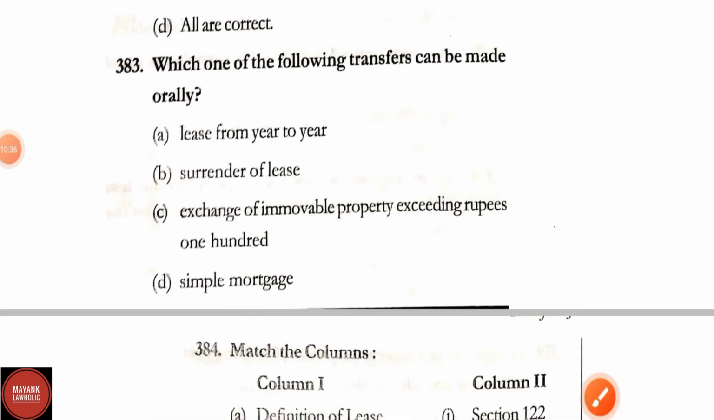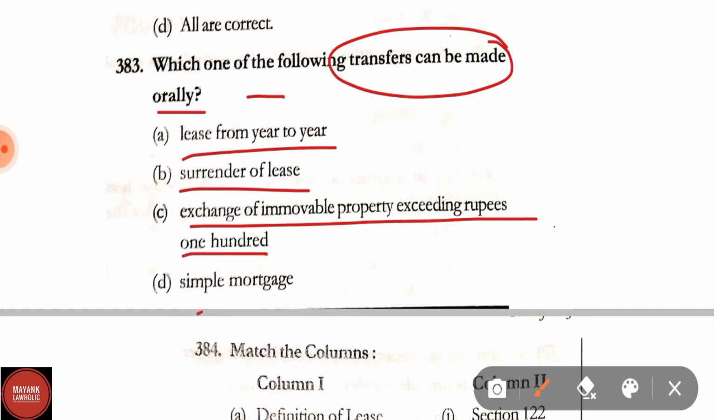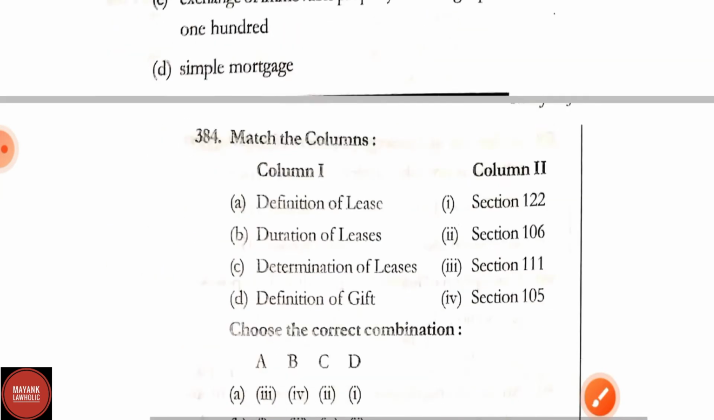Question number 383. Which one of the following transfers can be made orally? Options are: lease from year to year, surrender of lease, exchange of immovable property exceeding ₹100, simple mortgage. Here correct answer is option B, that is surrender of lease can be made orally.